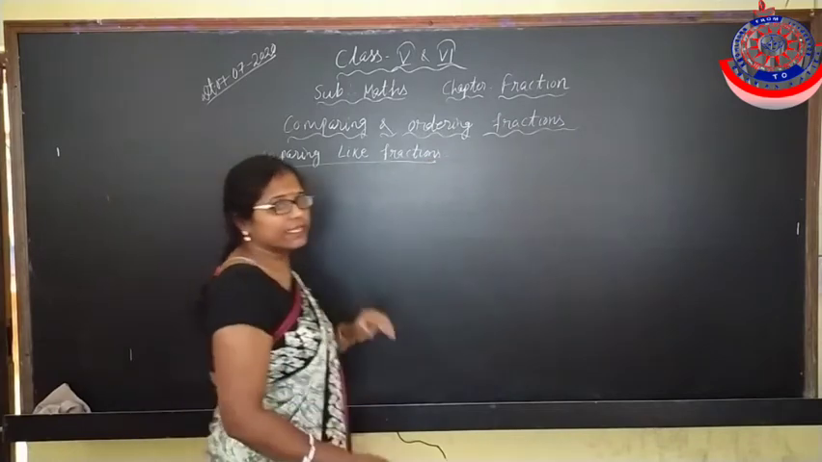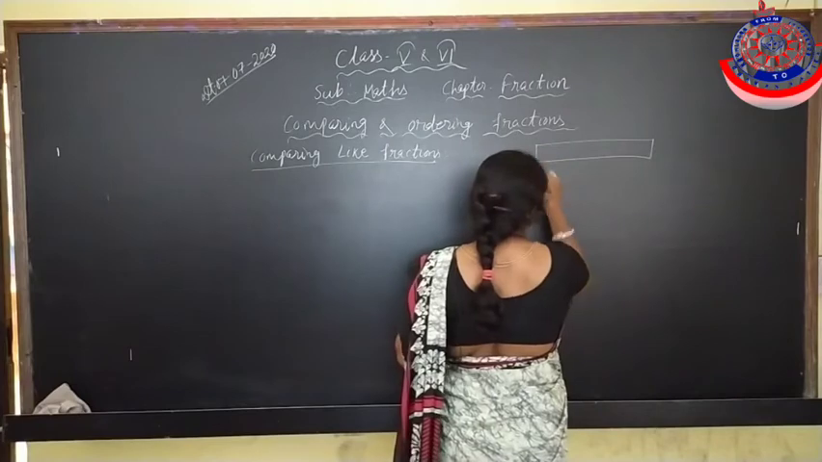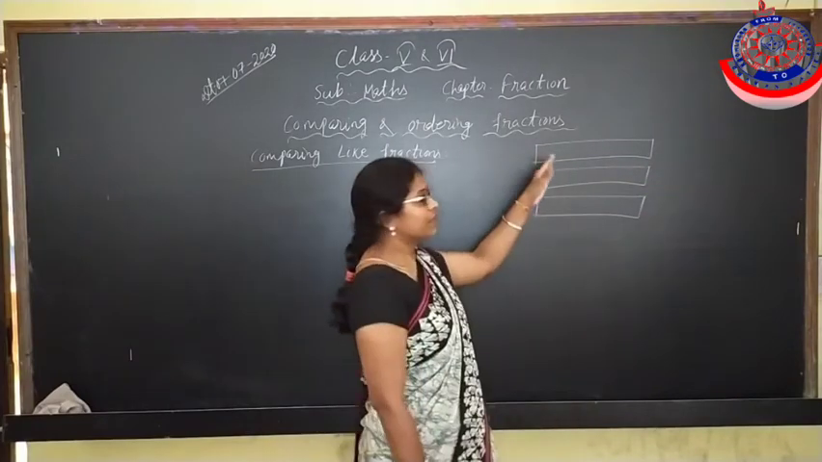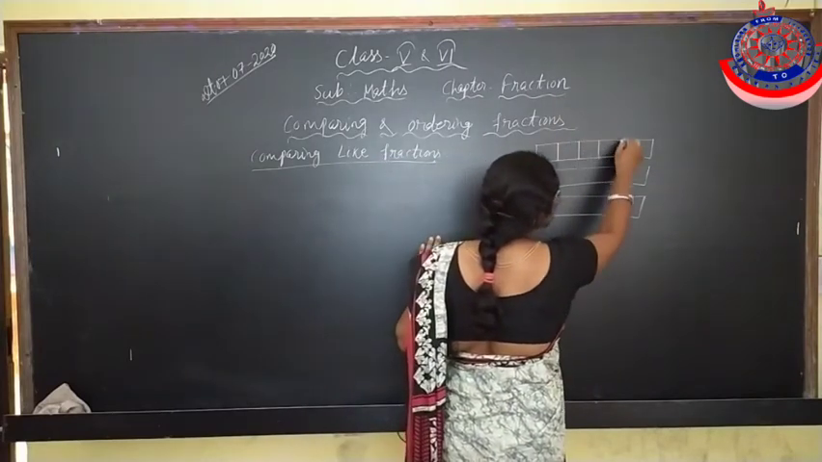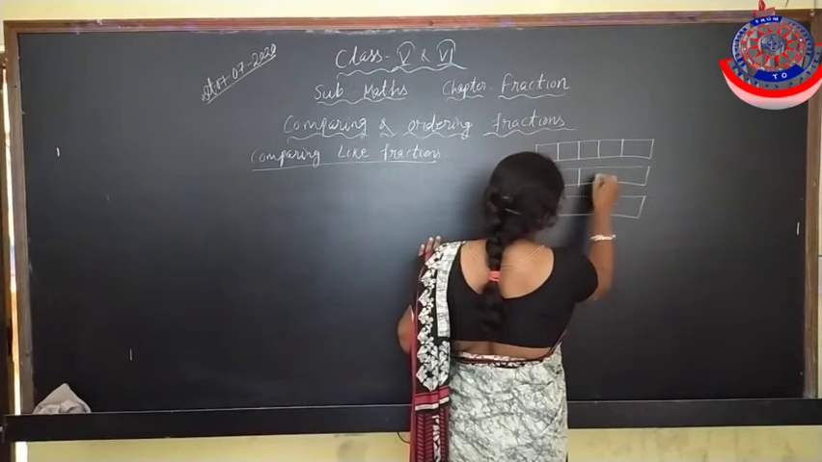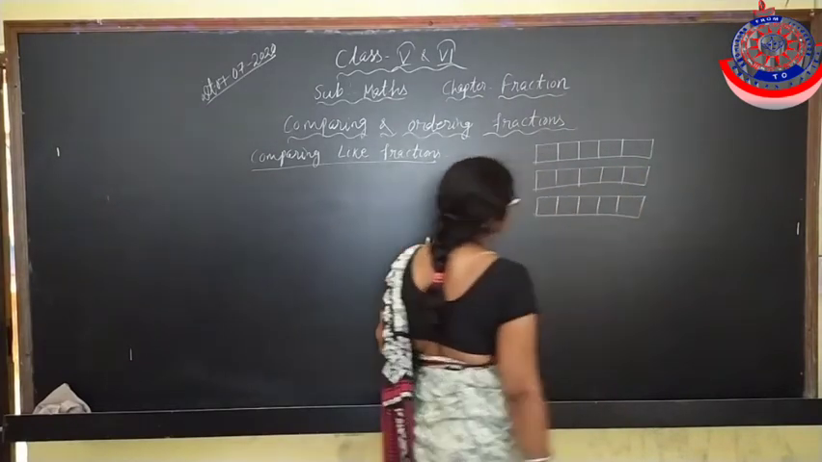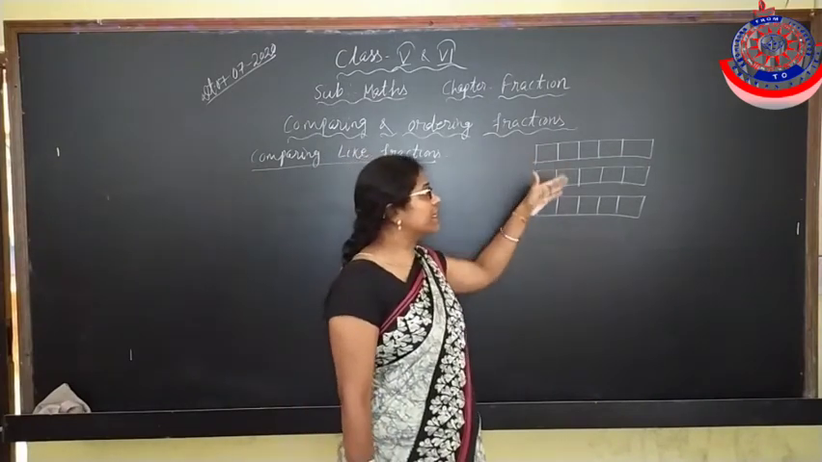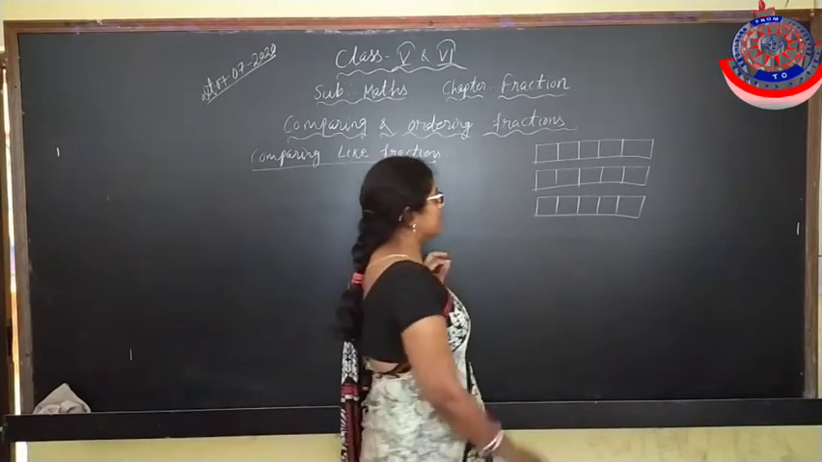So I will take one example so that you will be clear. Suppose three rectangles are here, and each rectangle is divided into 5 equal parts. Okay, there are 3 rectangles, and each rectangle is divided into 5 equal parts.